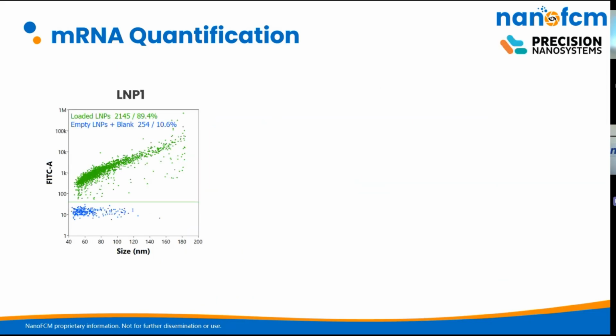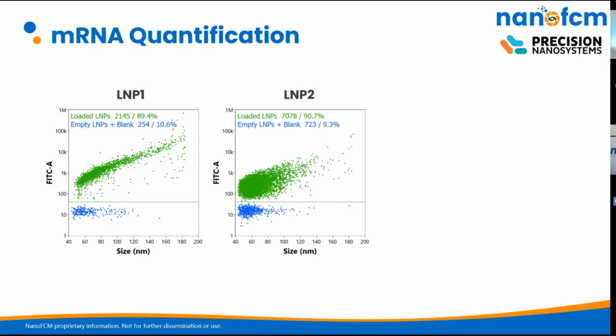Because all of this data is correlated with size and on a single particle level, we did some work with Precision NanoSystems, which has since been acquired by Cytiva. LNP1 has a loading ratio of around 90%. LNP2 also has a loading ratio of around 90%. However, you can see based on this dot plot that the expression and the loading have different distributions.